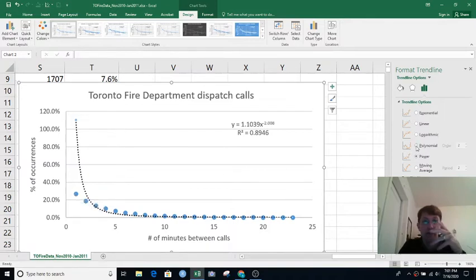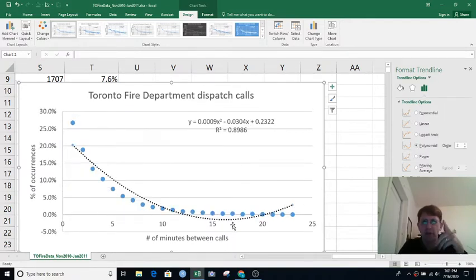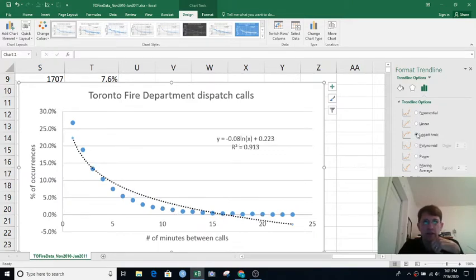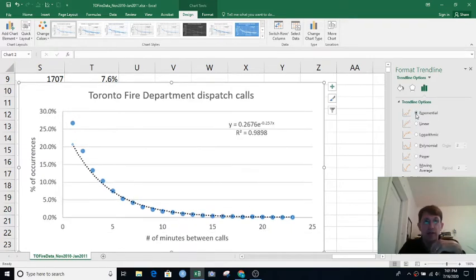What if we tried a polynomial, a quadratic? Well, that goes below 0 and then starts increasing again for really long times between calls. That doesn't seem like a good idea. Logarithmic, that goes below 0. We don't like that. We tried linear already. How about exponential? Does that look like kind of an exponential falloff? That looks kind of reasonable. If you know what an r-squared value is, you know r-squared near 1 is usually the best, and this is pretty close to 1. If you don't know about r-squared, that's okay. You can ask me sometime or take my stats class. So this exponential model seems pretty good.